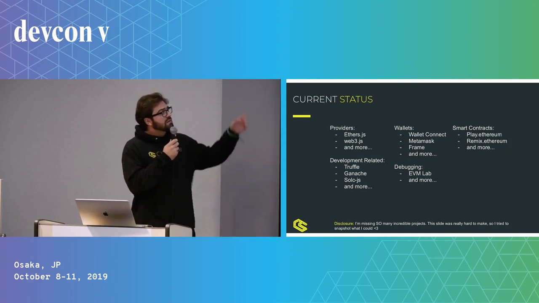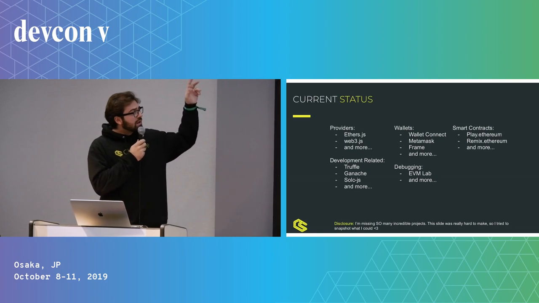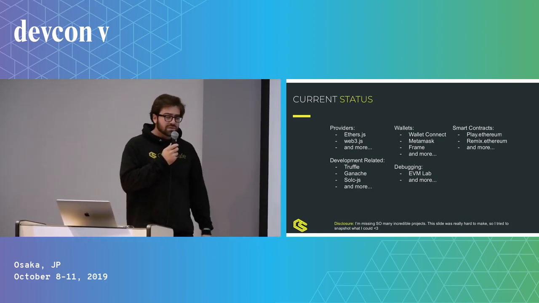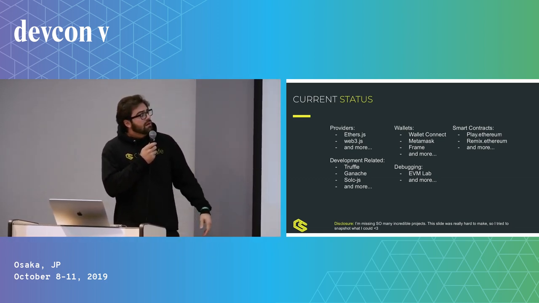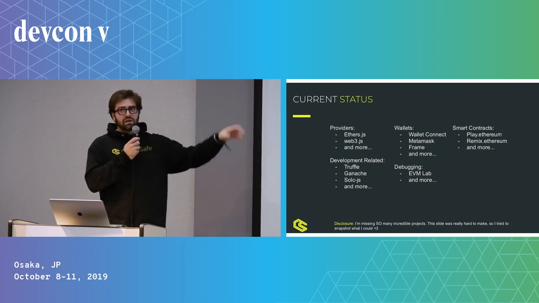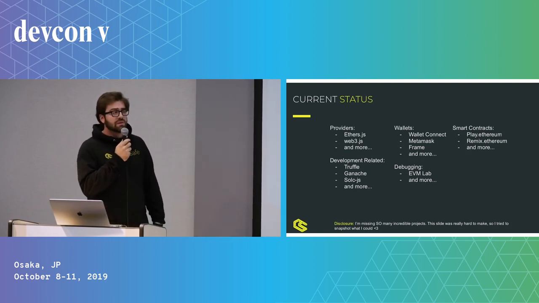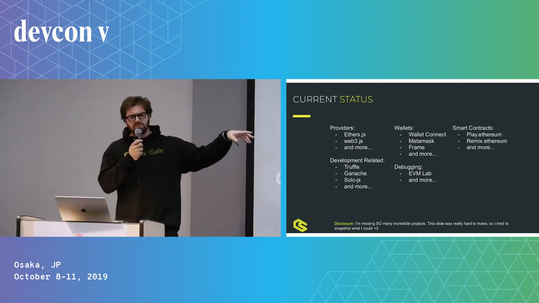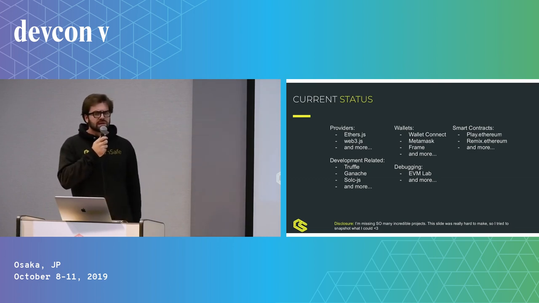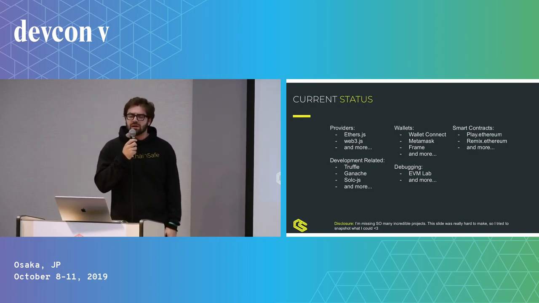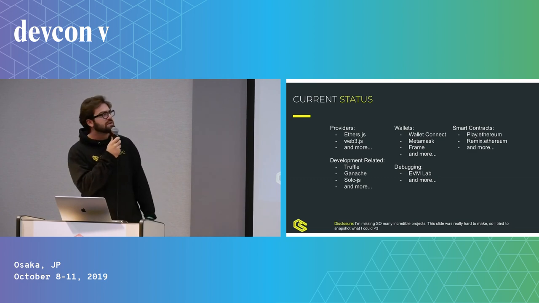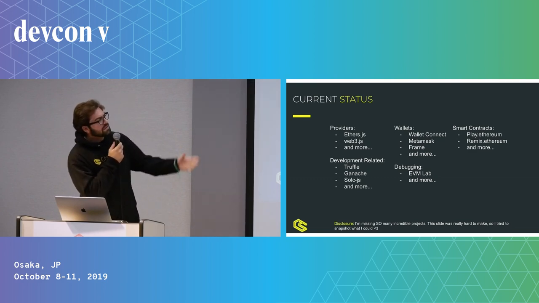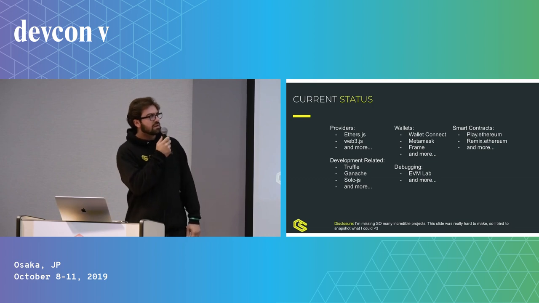A lot of it: we have providers like Web3.js and Ethers.js, development-related tools like Truffle, Ganache, and Solc.js, and wallets that do a lot of the hard work for everybody, and they don't really realize what they're doing behind the scenes, such as WalletConnect, MetaMask, Frame, and so many more. Really helpful debugging tools like EVM Lab help you dive deep into seeing what's going on within the EVM while you're executing your smart contracts.